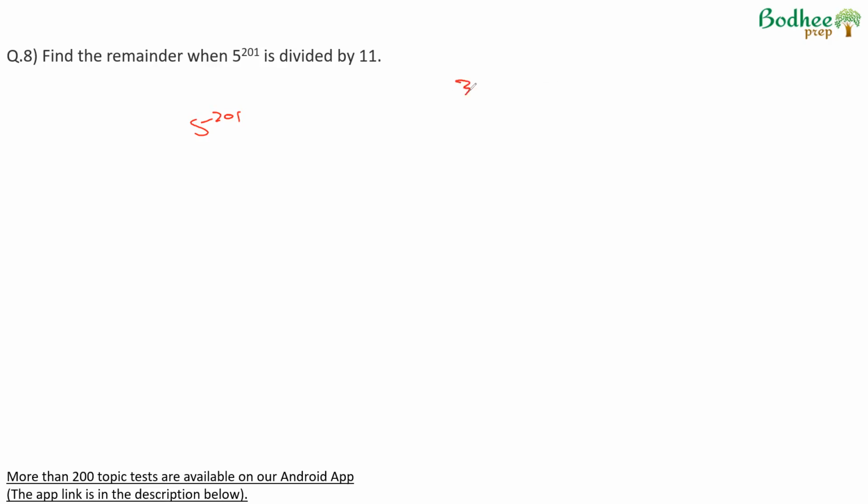So basically 3125 divided by 11: 11 twos are 22, minus, 11 eights are 88, 11 fours are 44, remainder of 1. So 3124 is divisible by 11. From here we have to take out 5 raised to power 5, which is 3125. We write this as 5 raised to power 200 into 5.